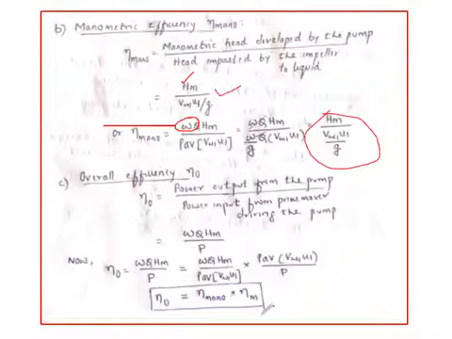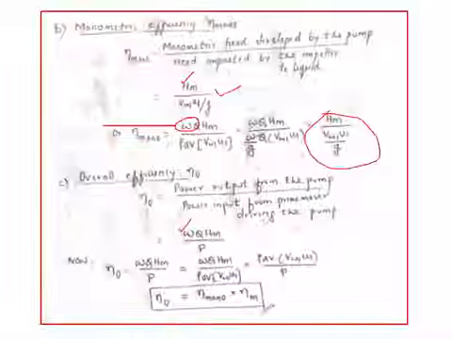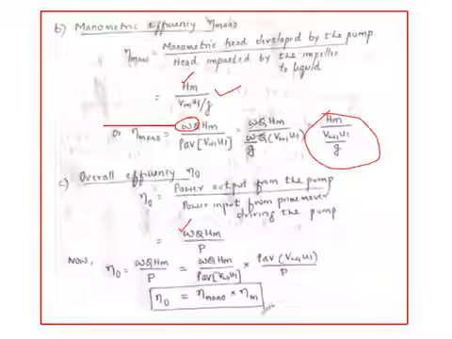Now overall efficiency is actually the power output. The power output, you know, is WQHM, the power output from the pump, divided by the power input that is given by the prime mover, which is driving the pump.